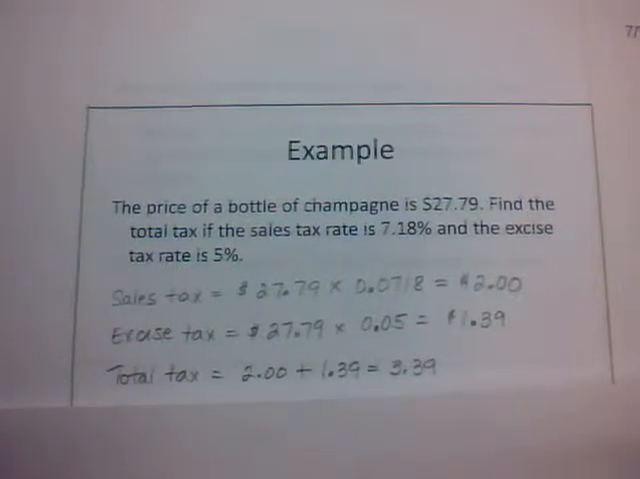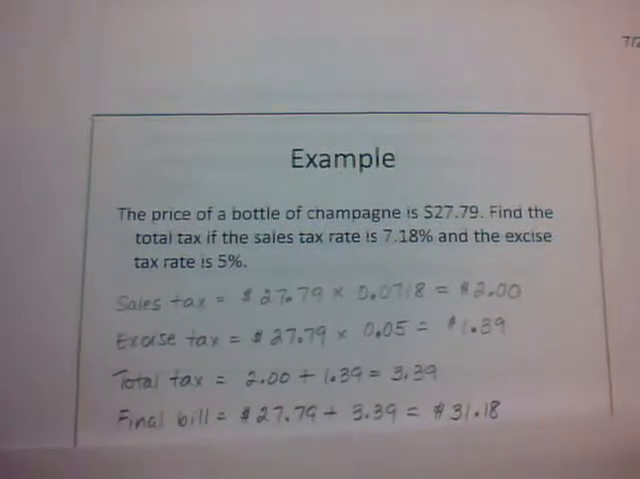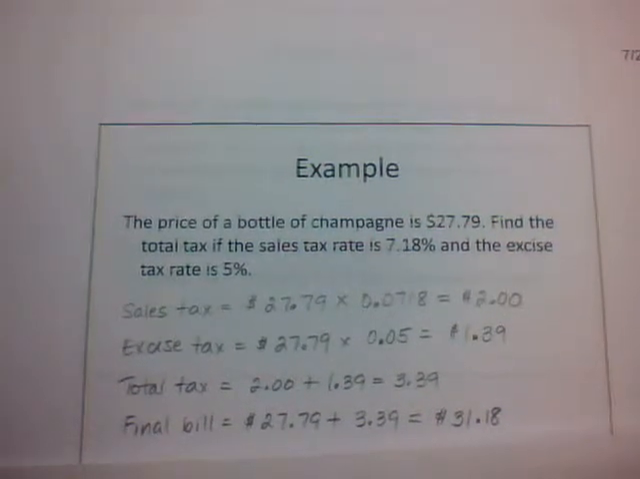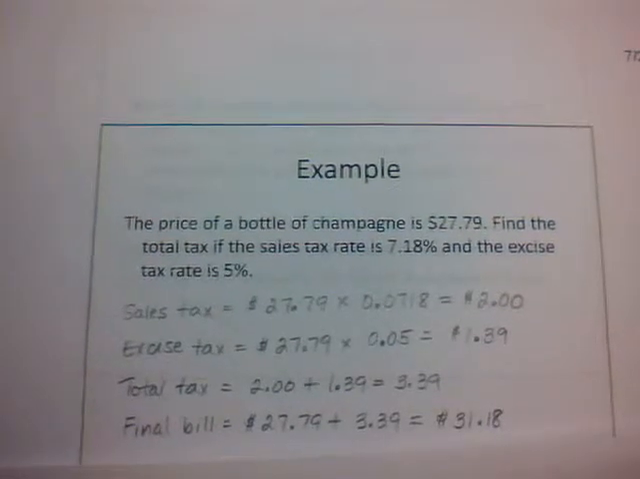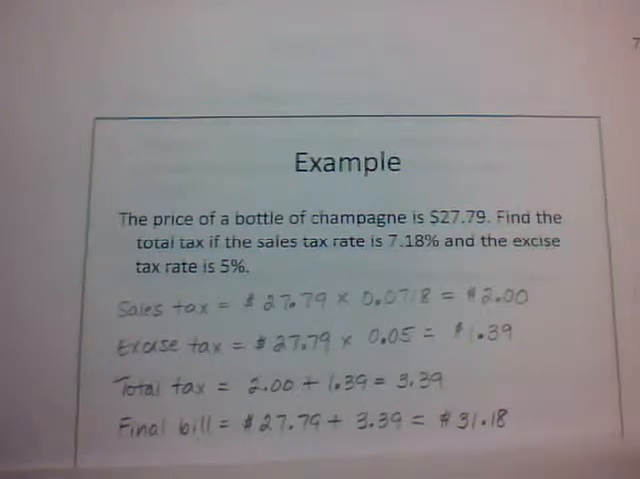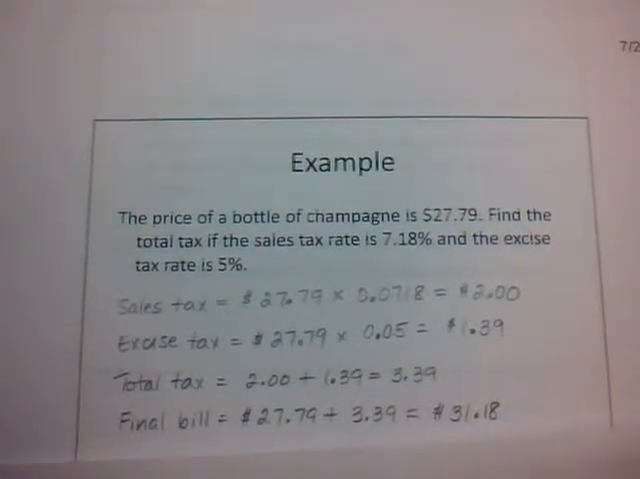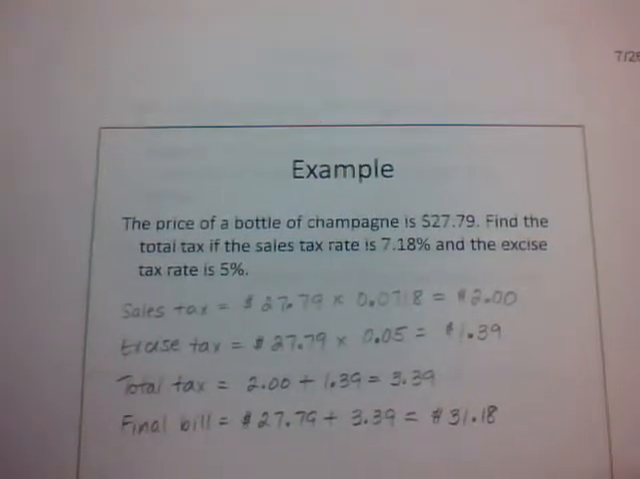Now, if I was to take this a little further by finding the final bill, we'll add that $3.39, which is the total tax on that champagne. That's the sales tax and the excise tax. Add that to the $27.79, you'll get $31.18 for the final cost of the bottle of champagne.